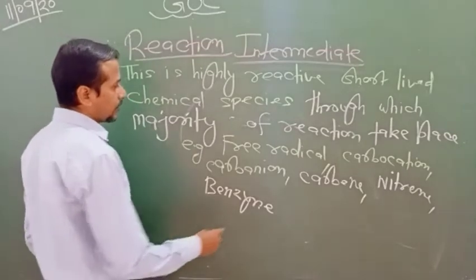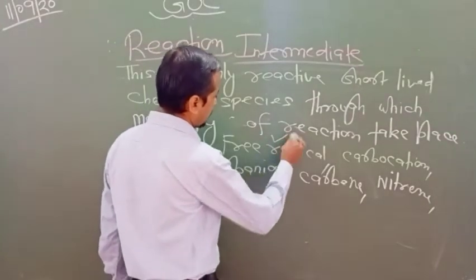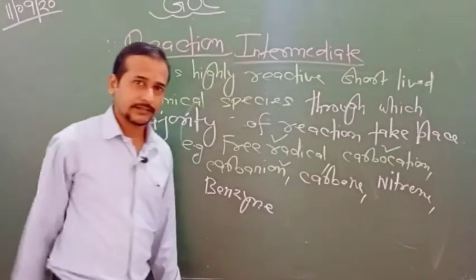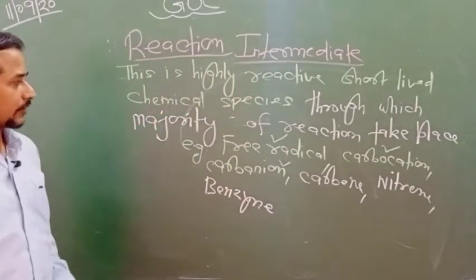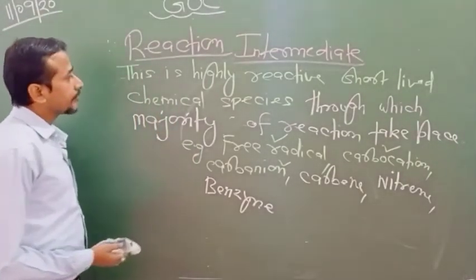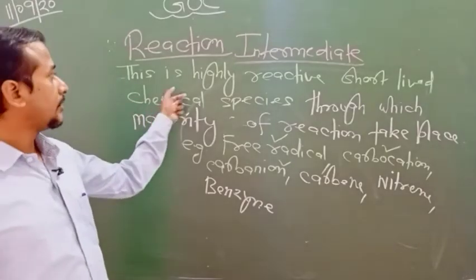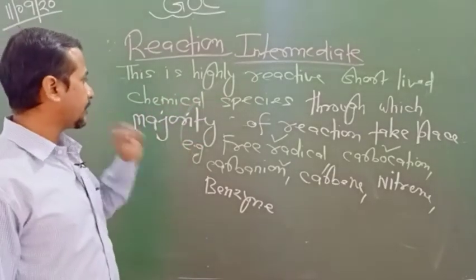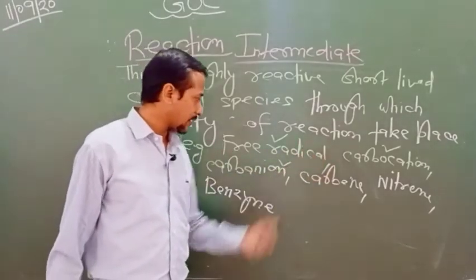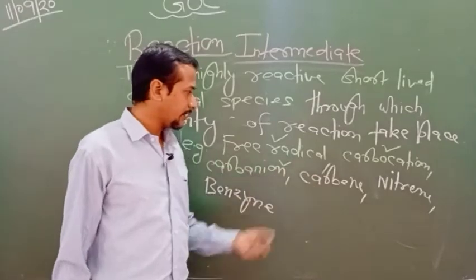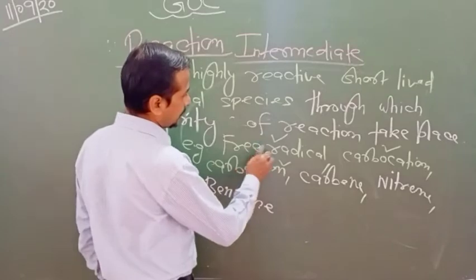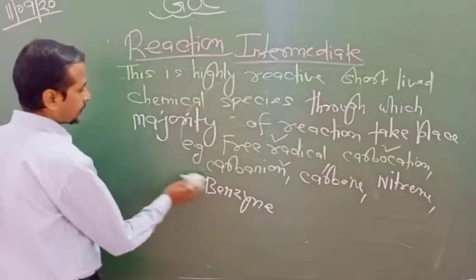Out of these you have to focus only on free radicals, carbanions and carbocations. Now students, let us focus on the free radicals. Are you getting this point? The reaction intermediates are basically highly reactive, short-lived chemical species, and that intermediate may be free radicals, carbocations, carbanions, carbene, nitrene and benzyne. Out of these, you have to focus only on the free radical, carbanions and carbocations.